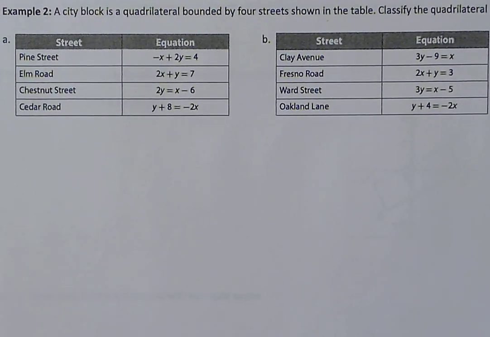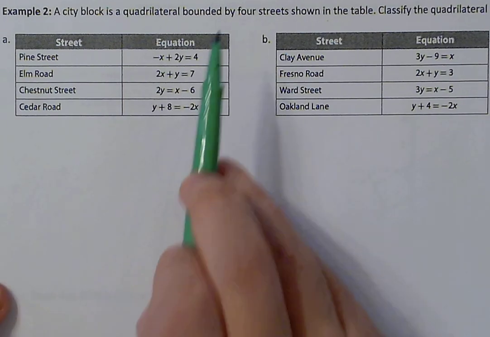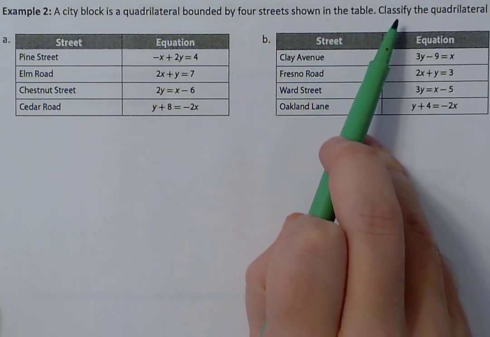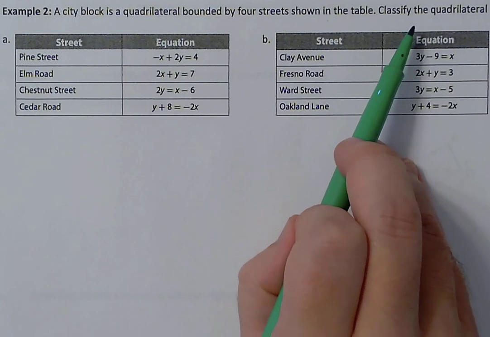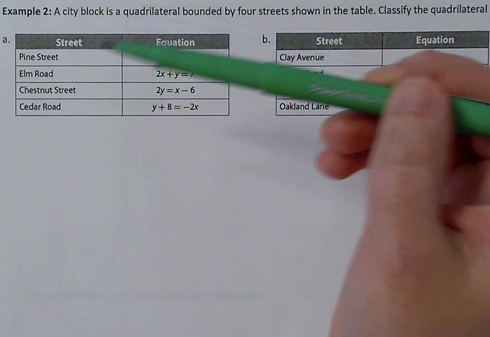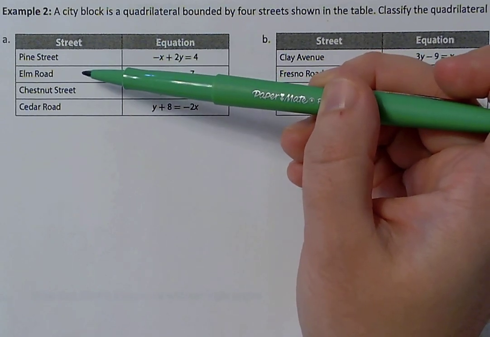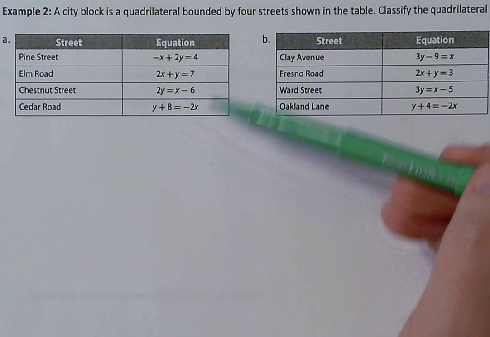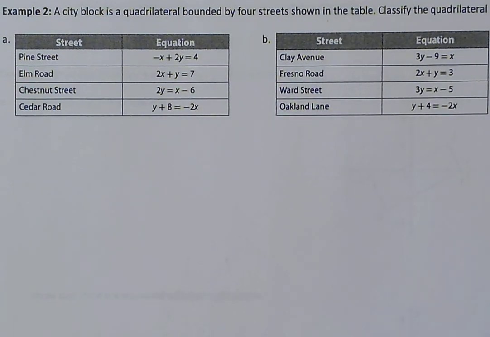Now, example 2 states that a city block is a quadrilateral bounded by 4 streets shown in the table. And they want us to classify what quadrilateral is formed by these 4 streets. So they give us Pine Street, Elm Road, Chestnut Street, and Cedar Road. And then they give us an equation for all 4 lines.